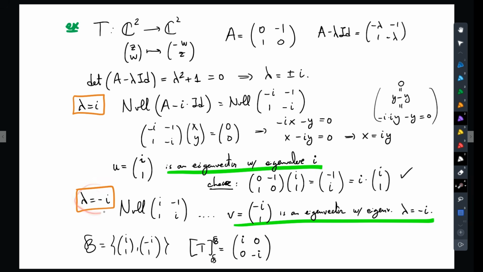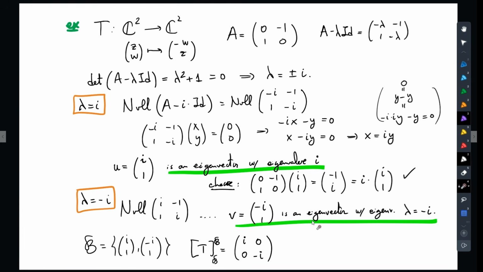Similarly, if I pick lambda to be minus i, then I'm going to look at the null space of this operator for lambda equals minus i, so the null space of this matrix. And if you do the same thing, then you find out that there is an eigenvector with eigenvalue minus i, and that is (minus i, 1). So what I've arrived at is that over the complex numbers, there is a better basis, which is the basis (i, 1), (minus i, 1). And with respect to that basis, the matrix for my transformation is diagonal, it is (i, 0; 0, minus i), which is much simpler to work with than this sort of anti-diagonal matrix.